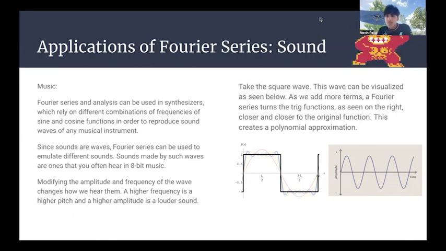As we add more terms, a Fourier series can turn the trig function, which is on the right, closer and closer to the original function. This creates a polynomial approximation. So as we see, as we add more terms, the trig function, which starts out as red, becomes more and more accurate and starts to look more and more like the square wave that we started with. This creates an approximation, and as we add terms, it becomes more and more like that square wave.